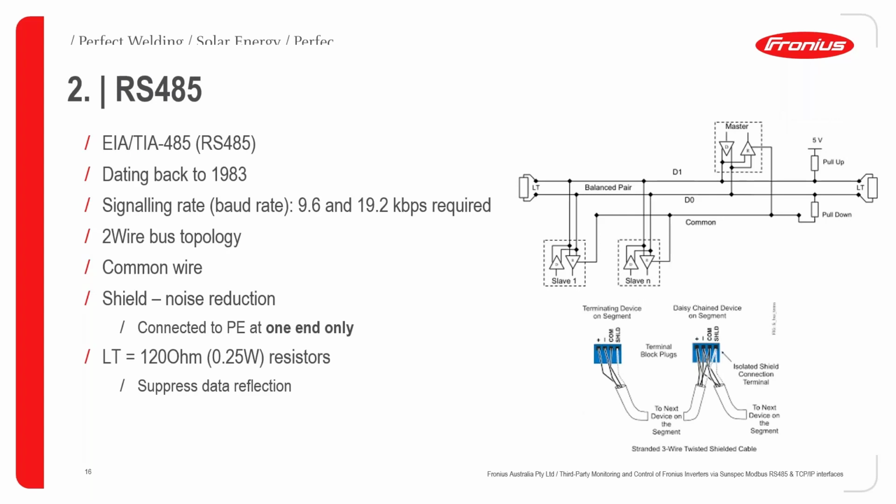RS485, the actual wording is EIA or TIA 485. It's a pretty old protocol actually, from '85 I guess. It's a balanced pair, so it's pretty noise immune, so it's still used today for that reason. It's not that quick, by default it comes with 2.6 and 90 kilobits a second. A typical implementation is shown on the right.